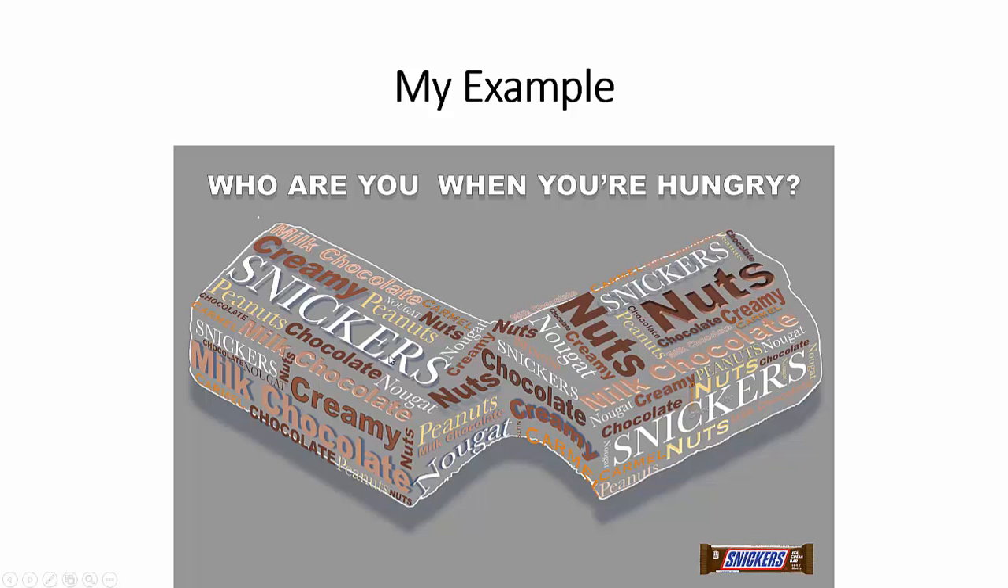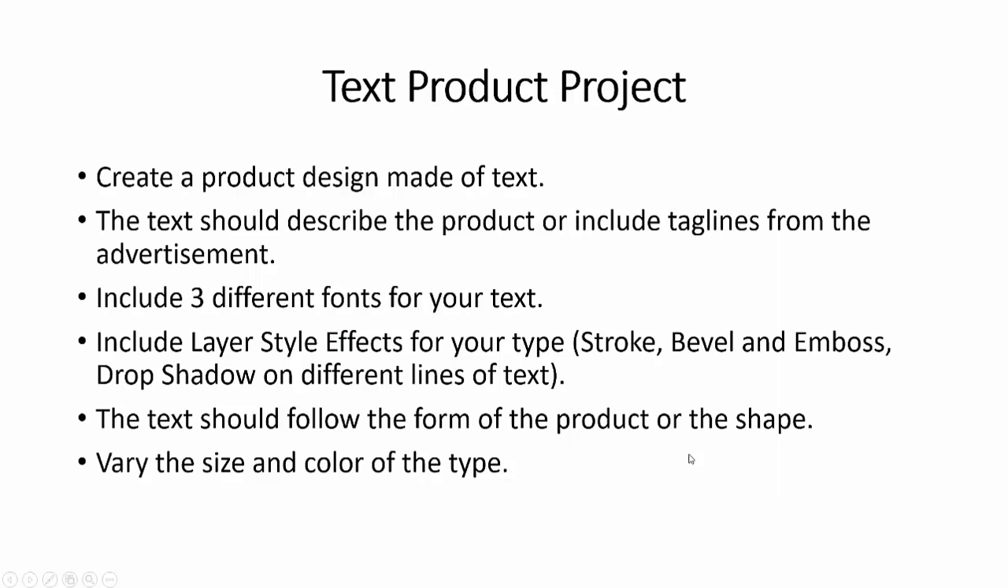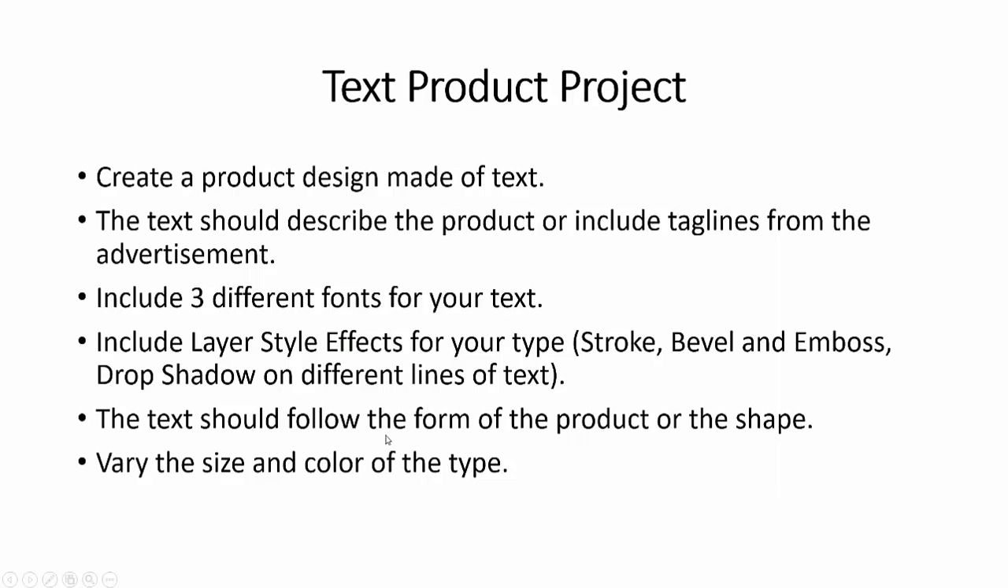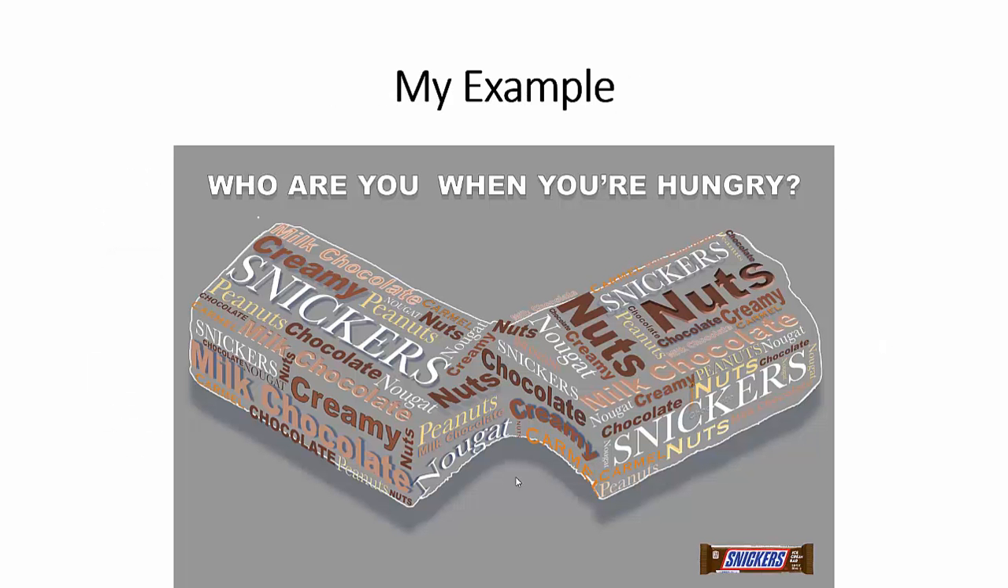You can see in here the Snickers has a drop shadow, the nuts over here has a bevel emboss, and then the caramel has a stroke back here. And they're kind of repeated throughout, so different ones have different effects. The text should follow the form of the product or the shape. So if you notice, the text wraps around the form, so it defines the edge here of the form and then wraps around through the tear here, right? So you should always have it follow the form of the shape, and varying the size and color of the type is actually critical to make an interesting design.